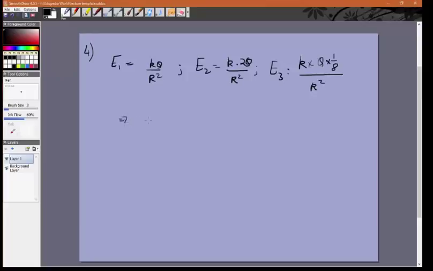So from this we can see that E2 is greater than E1, which is greater than E3. So the answer to this question is also option C. Let's move on to question 5 now.